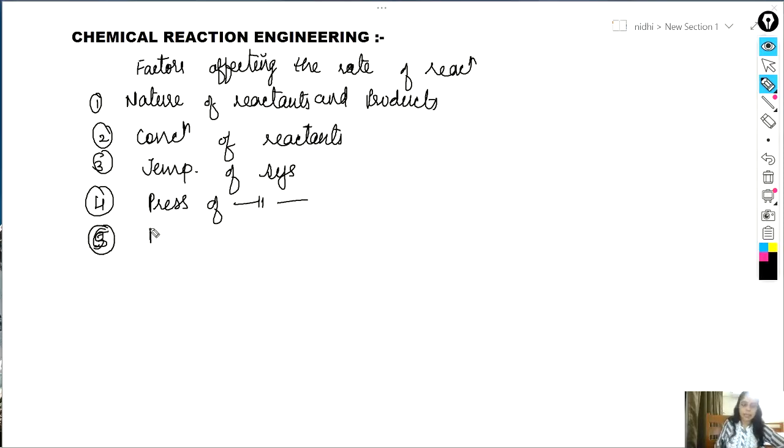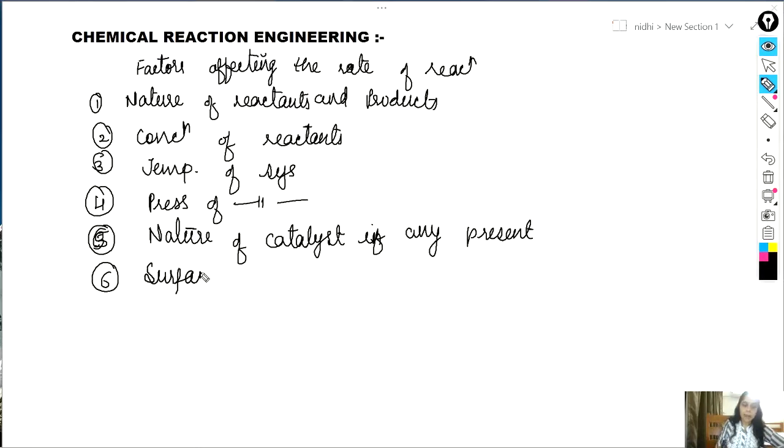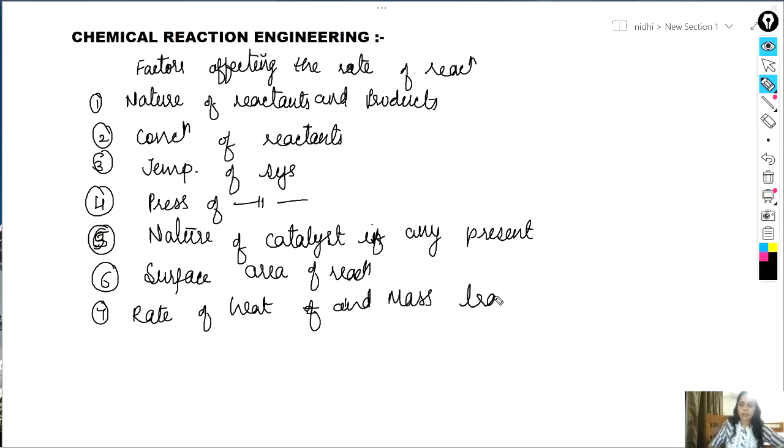Then fifth is the nature of catalyst, if any is present. Sixth is the surface area of reactants. And the last one is the rate of heat and mass transfer. So this is all about our today's video.